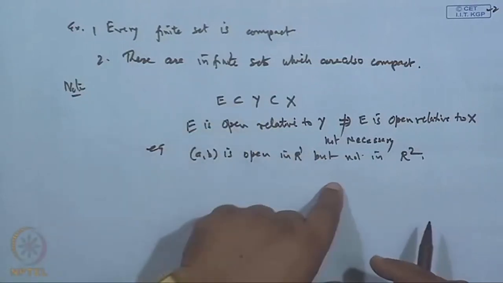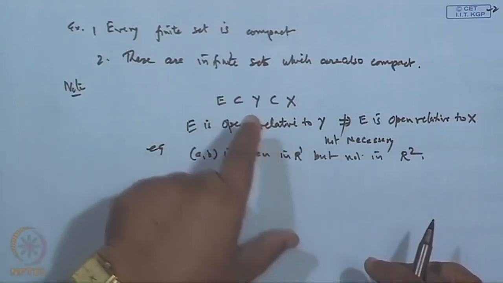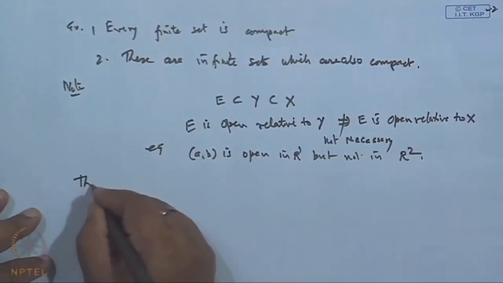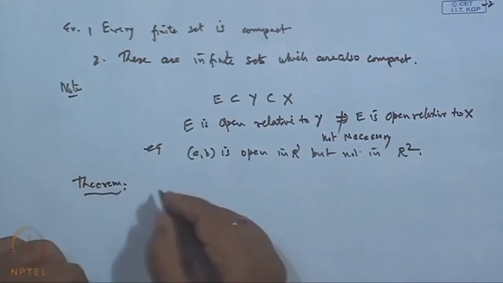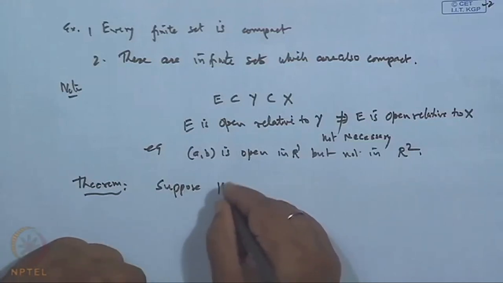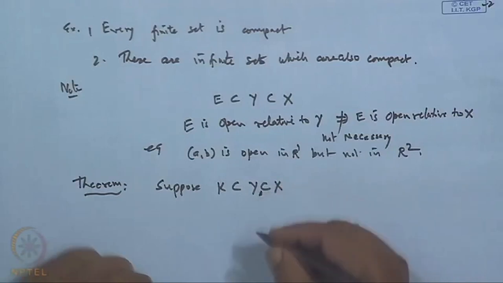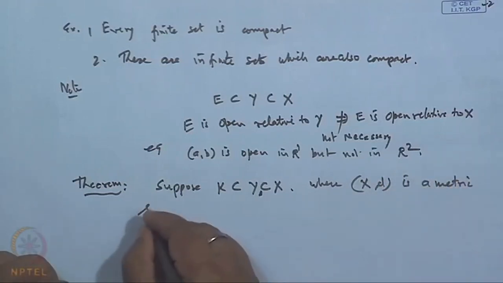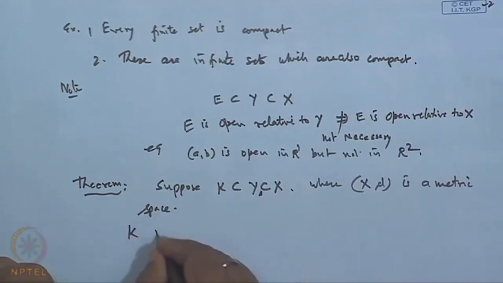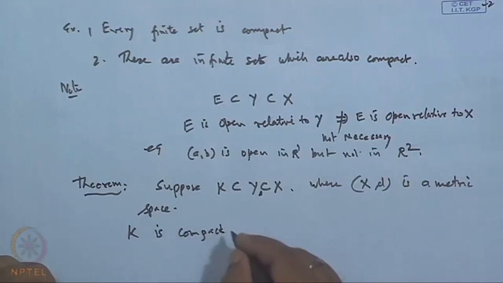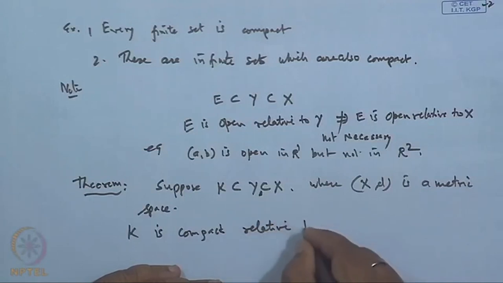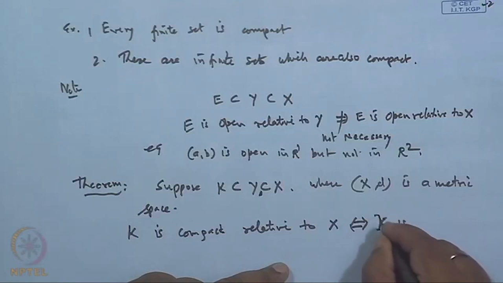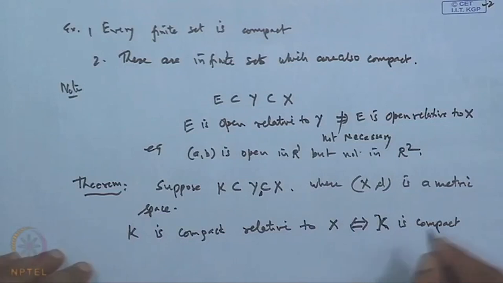But this is not the case so far as we consider compactness. If a set is compact relative to Y, then it has to be compact relative to X and vice versa. So this is an interesting result, which is as follows. Suppose K is a subset of Y, which is a subset of X, where (X, d) is a metric space. The result says K is compact relative to X if and only if K is compact relative to Y.